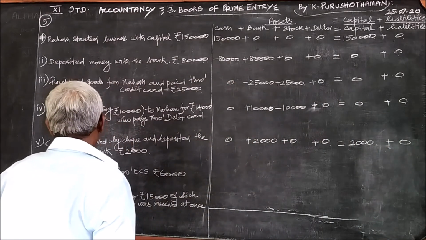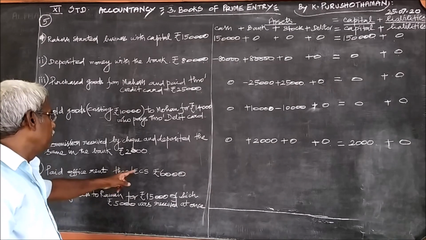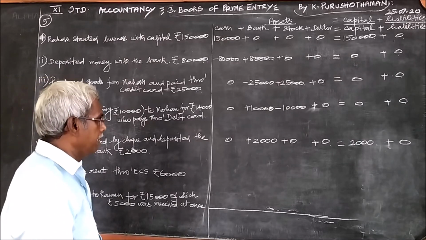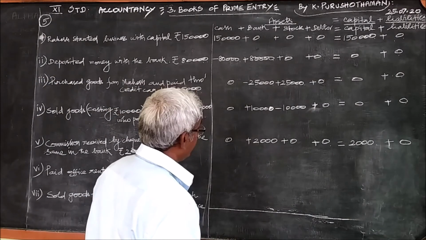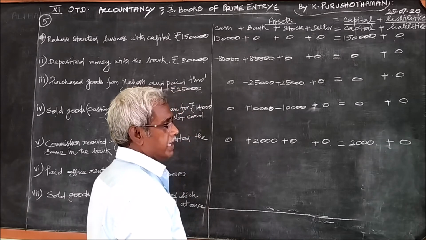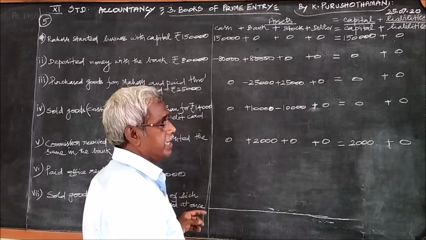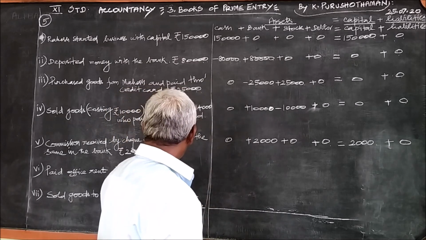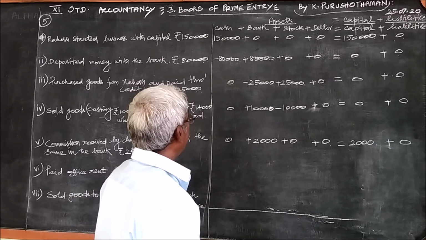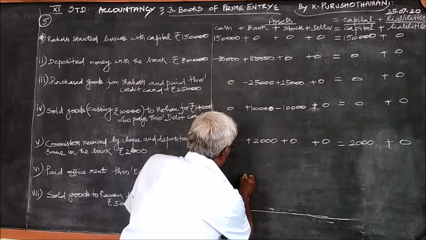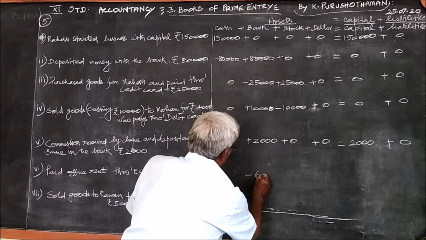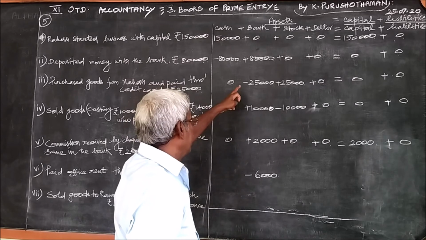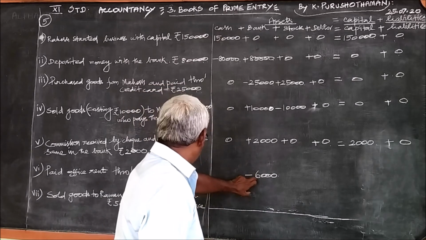Then fifth transaction, paid office rent through ECS, 6,000. 6,000 rupees rent is paid through ECS, electronic credit system. I said whether it is RTGS, NEFT, ECS, debit card, credit card, whatever it is, they are all connected with the bank. Therefore, this rent is paid from the bank, it goes out. It will reduce the bank balance, that is minus 6,000.